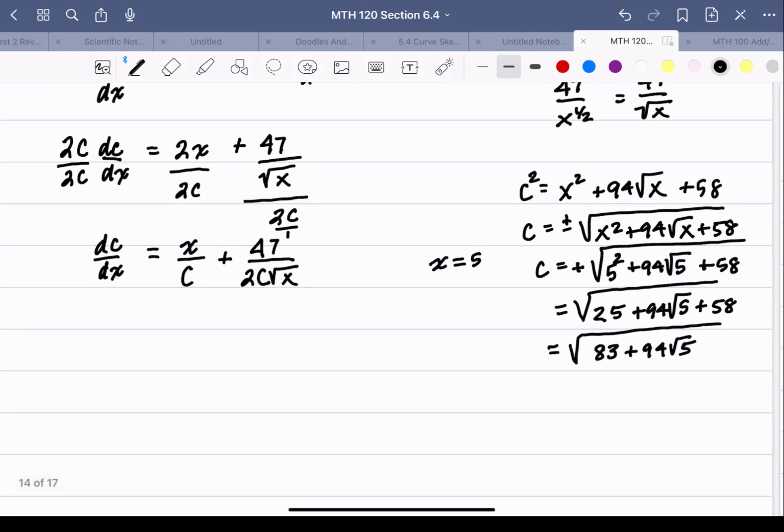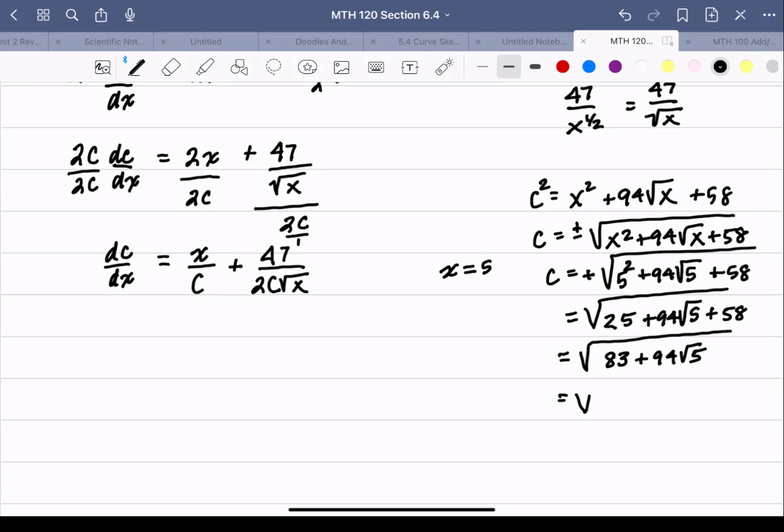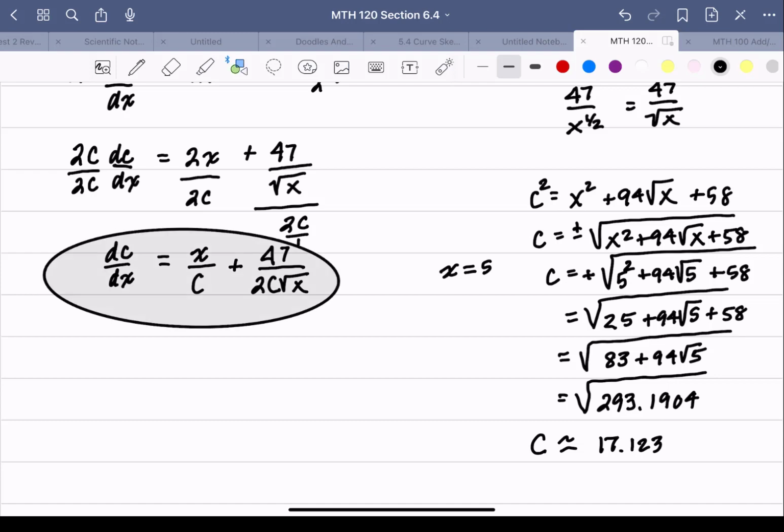So I'll do the inside first using my calculator. 83 plus 94 square root of 5 comes out to about 293.1904. 4 decimal places should be accurate enough. And when I take the square root of that, I get a value that's approximately 17.123. So that's the value I have to use for C in my formula for the derivative of C with respect to X.